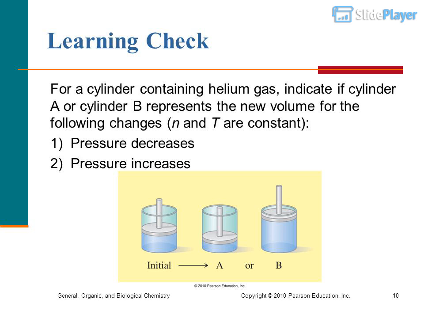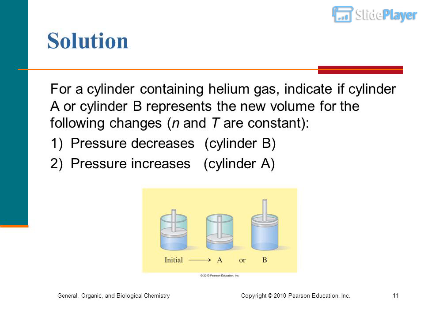Learning check. For a cylinder containing helium gas, indicate if cylinder A or cylinder B represents the new volume for the following changes. N and T are constant. 1. Pressure decreases. 2. Pressure increases. Solution. 1. Pressure decreases, cylinder B. 2. Pressure increases, cylinder A.